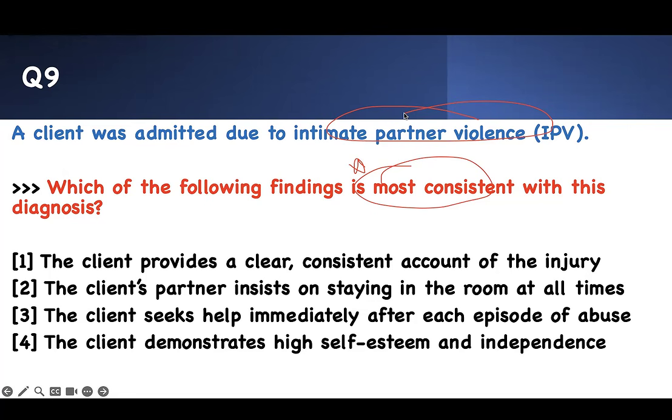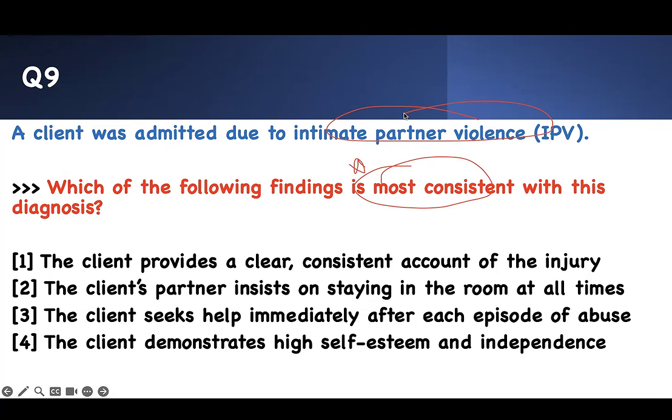The client provides a clear, consistent account of the injury. The client's partner insists on staying in the room at all times. The client seeks help immediately after each episode of abuse. The client demonstrates high self-esteem and independence. What is your score? Pause this video, put down your answer, focus on intimate partner violence.